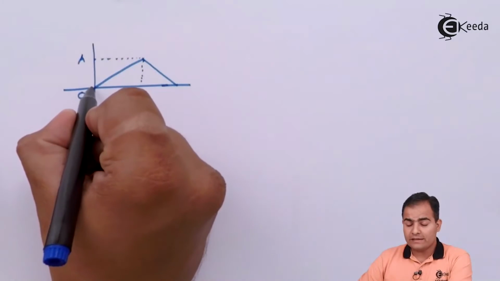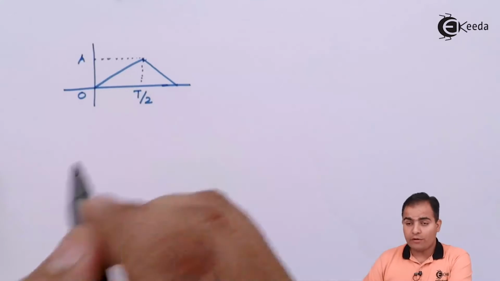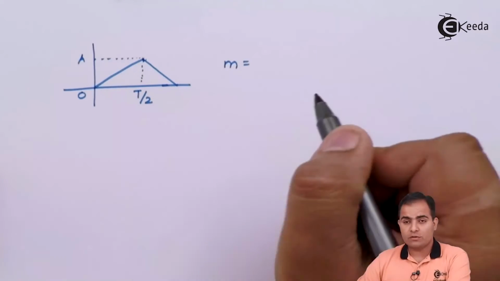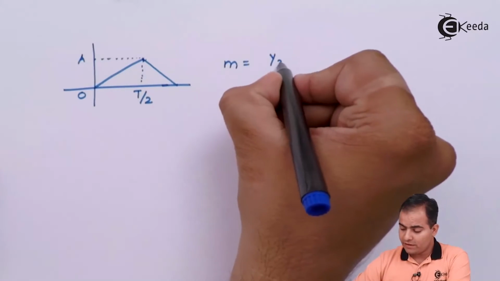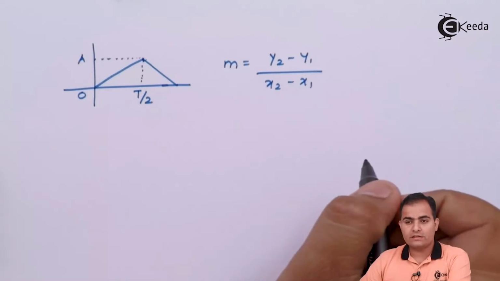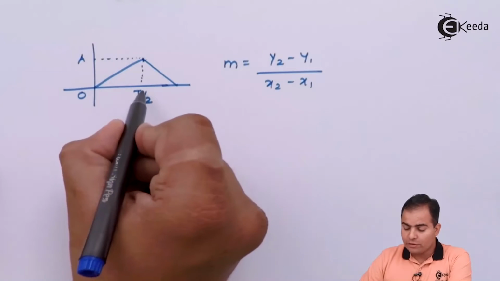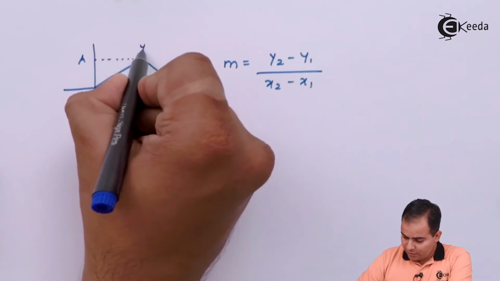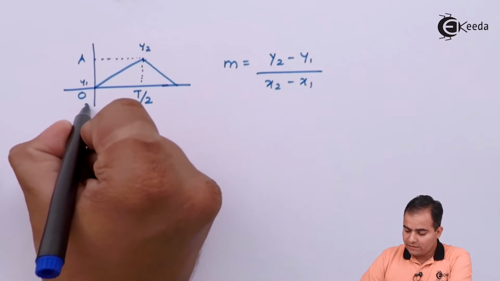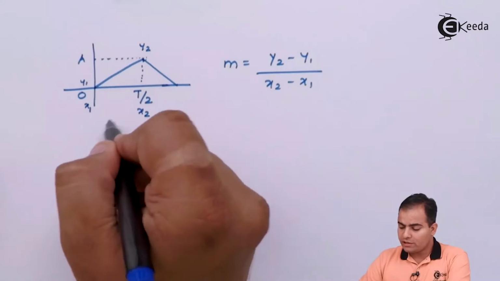This is the location of y1 and x1, and this is the location of y2 and x2. According to my slope formula, let's say my slope is m, and we can write the equation like y2 minus y1 upon x2 minus x1. Now my y2 value is in between 0 to T by 2. This is the value of y2, and this one is the value of y1. Similarly, this is the value of x1, and this one is the value of x2. So we will substitute all these values in my formula.